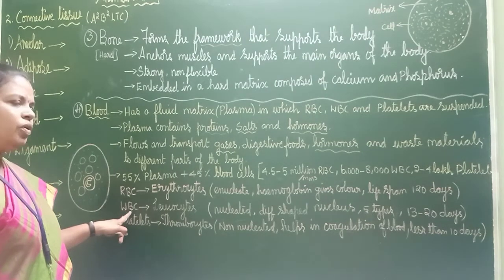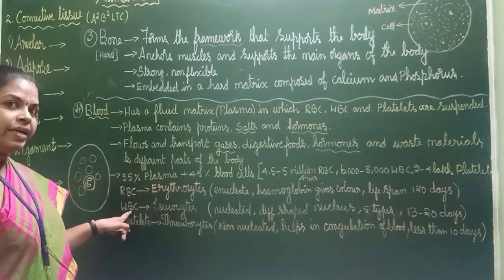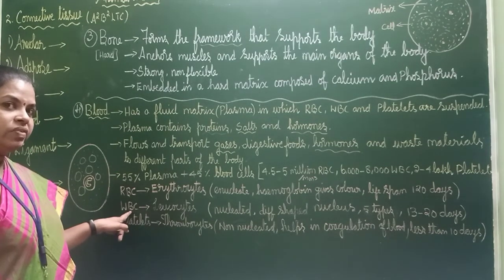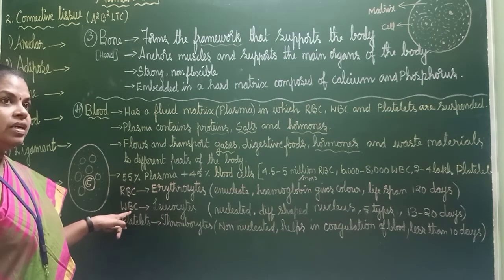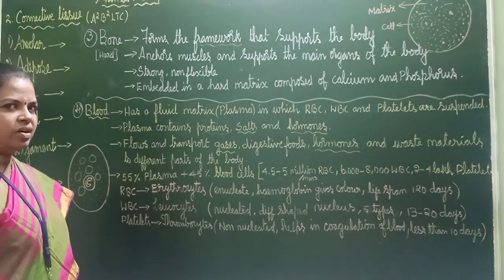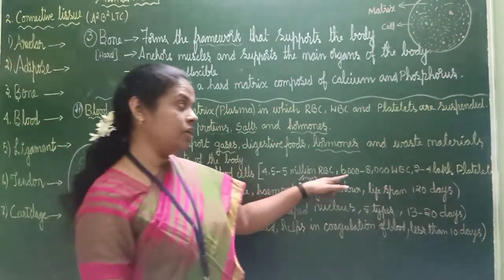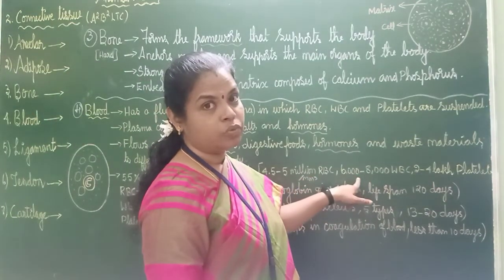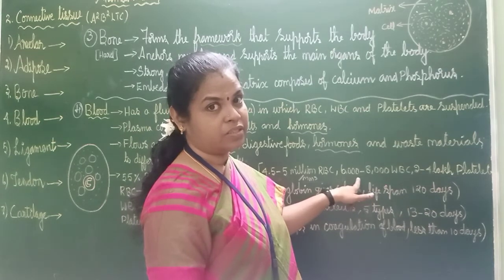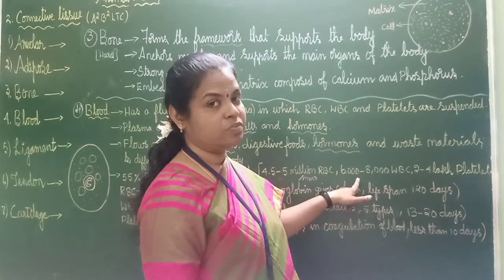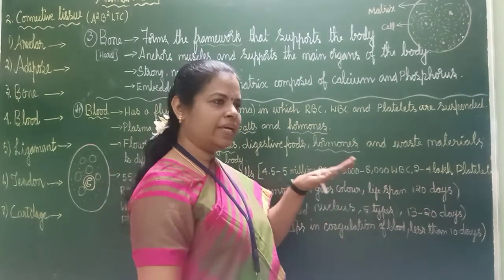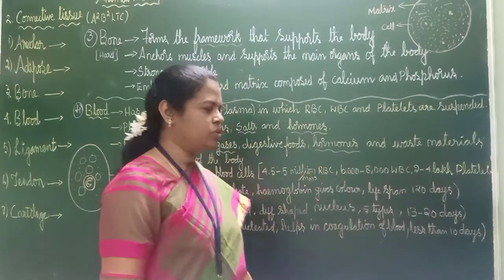So WBC is important or not? They act like a police in our body. They will not allow other things to enter inside, microbes and all. So 6,000 to 8,000. If the number increases, that may lead to one disease, cancer. WBC cells, if they increase more. So it should be in that range only, 6,000 to 8,000.